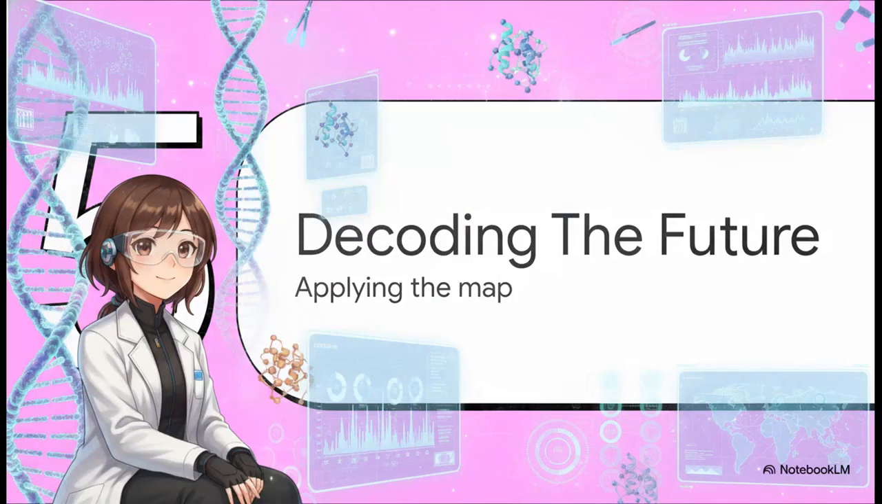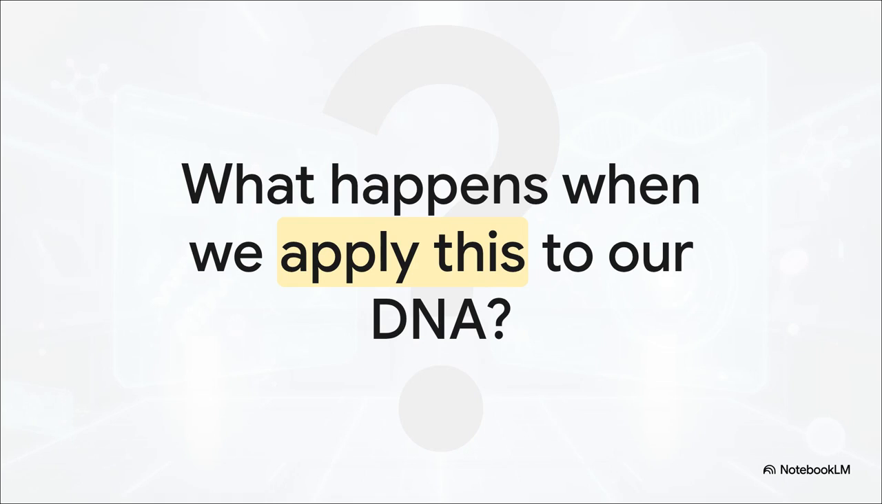And finally, Section 5, Decoding the Future, applying the map to your DNA. So we've identified the microscopic needle, we've mapped out the BCL11A enhancer, we understand the unique genetic variations across diverse populations. But what happens when we take the next huge leap? What happens when we take powerful biotechnology like CRISPR and actually reach into the living cells of a patient to physically flip that dimmer switch ourselves?